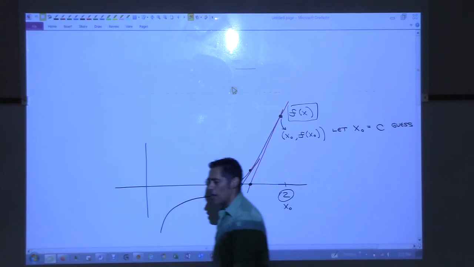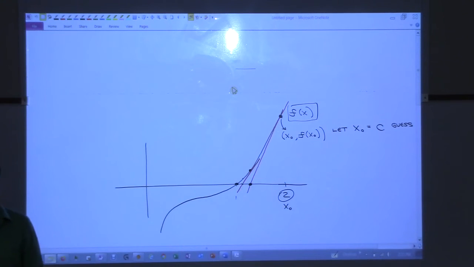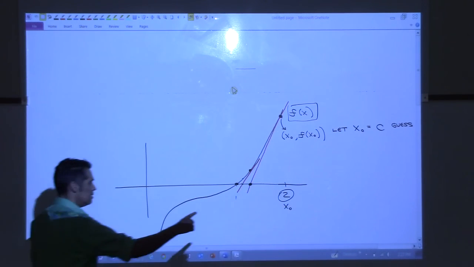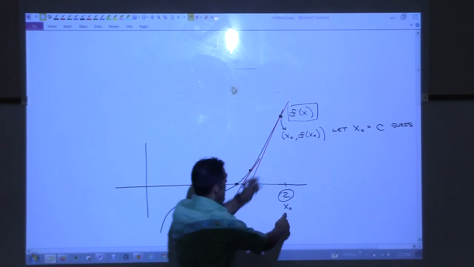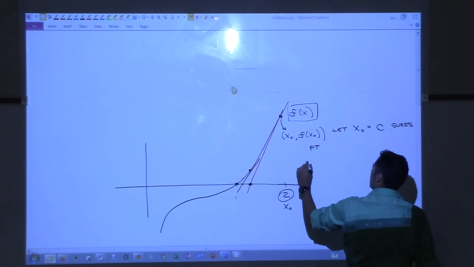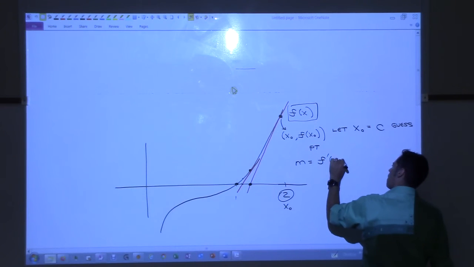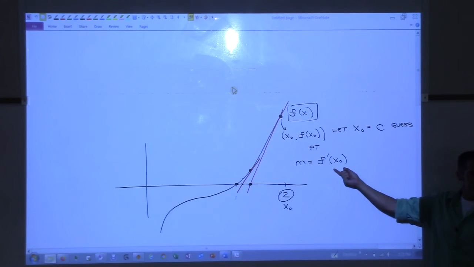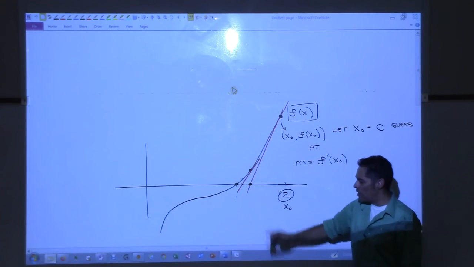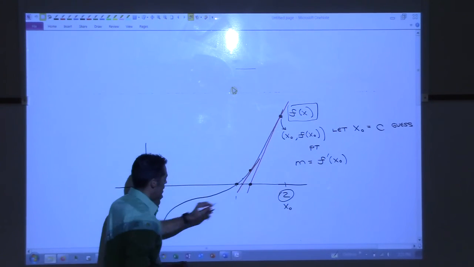Do I have the slope of the red line? What's the slope of the red line? The derivative of the function at this point, right? So this is a point on the line. The slope of the line is the derivative of that function at that point. So if somebody gives you a point on the line and they give you the slope of the line, you can come up with the equation of the line. So what is the equation of this first red line?